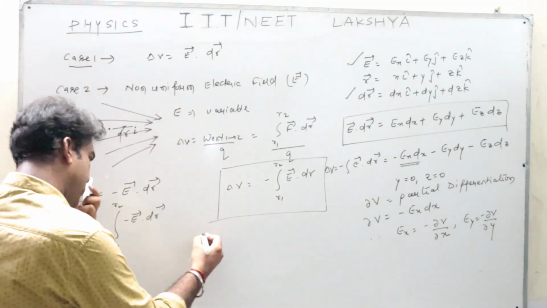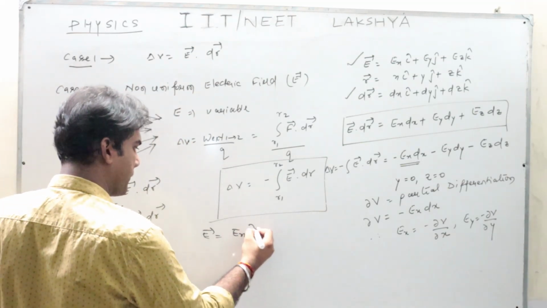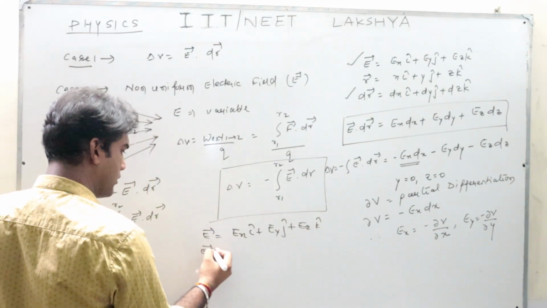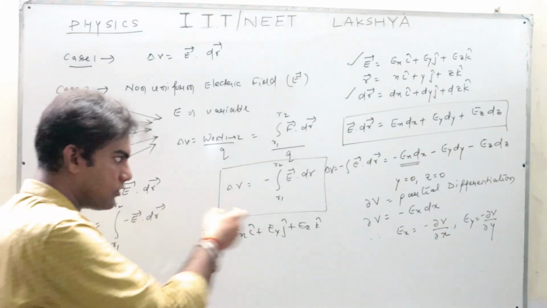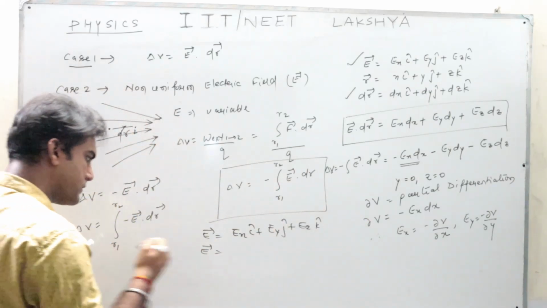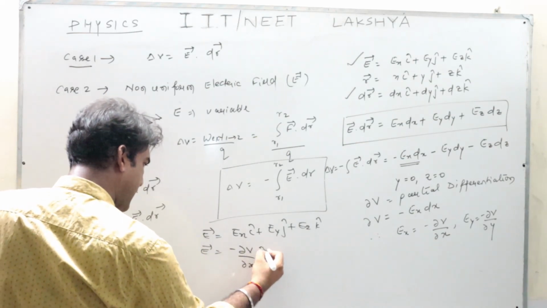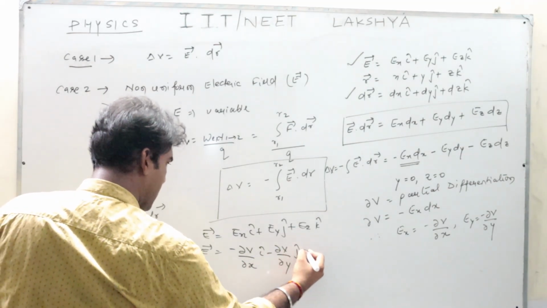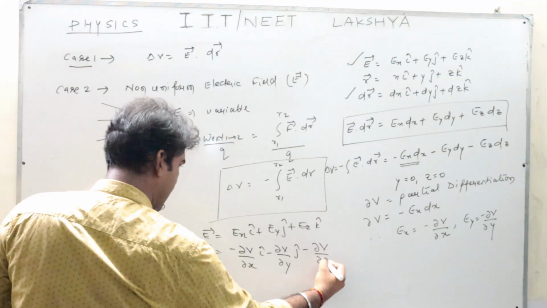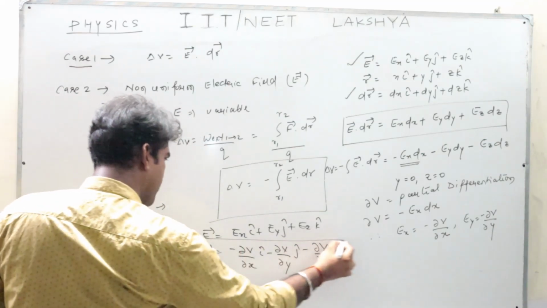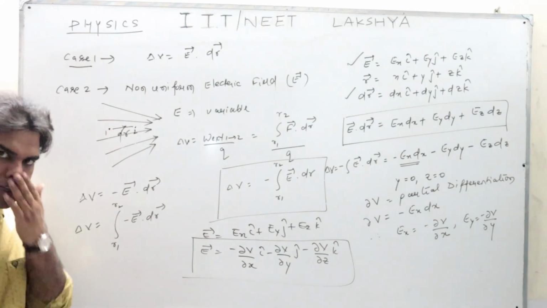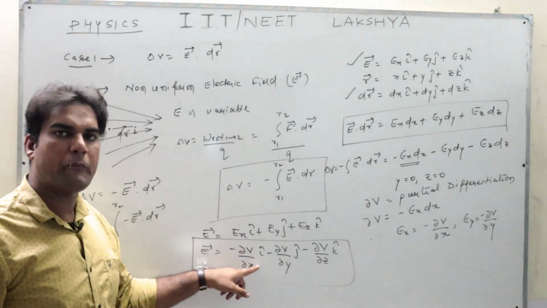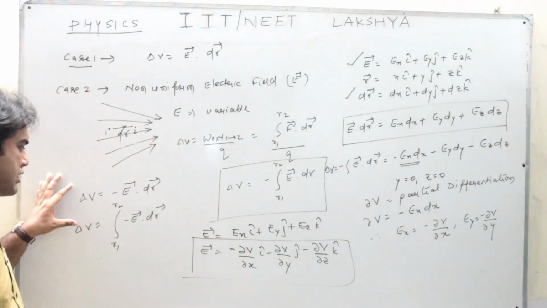So your electric field E, which you are writing as Ex i cap plus Ey j cap plus Ez k cap, can be written like this also. What is your Ex? Ex is minus del V by del x. So minus del V by del x i cap, then Ey is minus del V by del y j cap, and Ez is minus del V by del z k cap. That way also you can write your electric field. Observe and understand here: here you are writing potential in terms of electric field, and here you are writing electric field in terms of potential. That's why I am saying this is already your relationship between E and V.